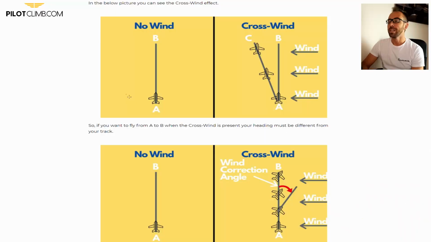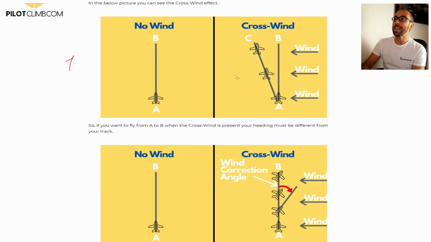But without too much talking, let's jump into the whiteboard because it's a lot easier to understand. By looking at the whiteboard, you can see two pictures, these yellow ones. These are an extract from a blog post that I wrote on PILOTCLIMB.com and it's available in there if you want to have a look. In picture number one, you can see that on a day with no wind, if you want to fly from A to B, you simply fly straight, no problem. So your heading and your track will be the same.